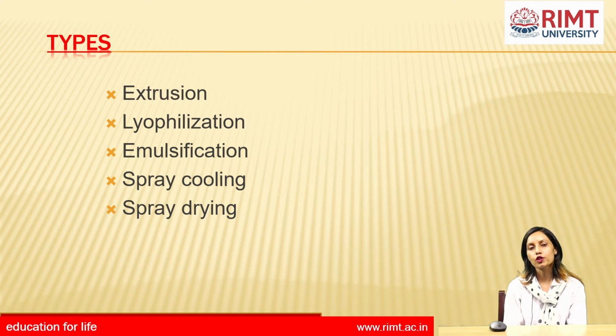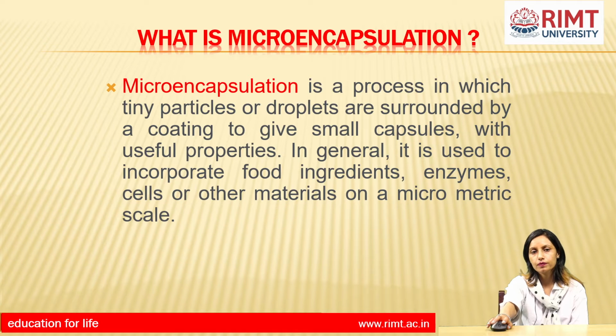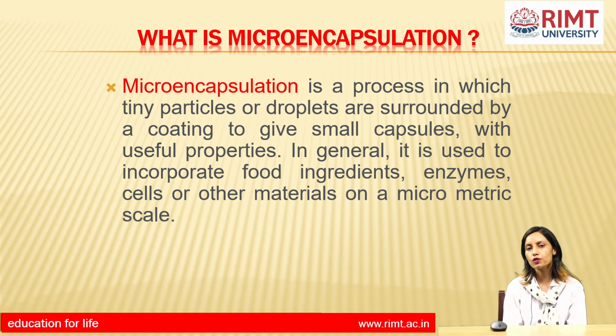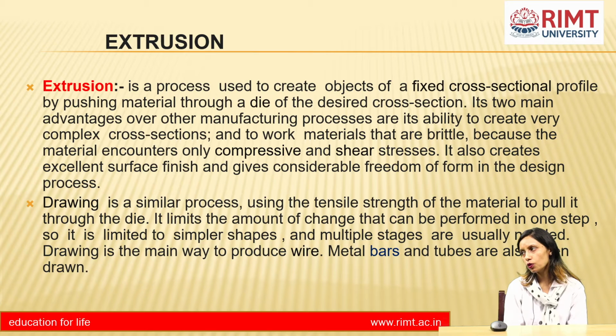The types of microencapsulation are extrusion, lyophilization, emulsification, spray cooling and spray drying. We are going to discuss the first type, that is extrusion. What is extrusion? Extrusion is simply a process in which we create objects of a fixed cross-sectional profile by pushing material through a die of the desired cross-section. Drawing is a similar process using the tensile strength of the material to pull it through the die.